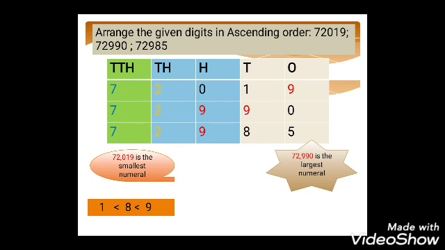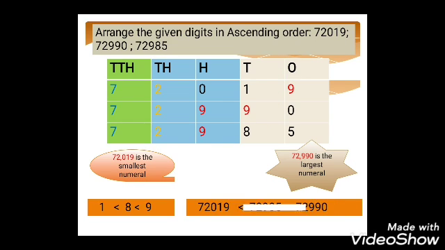So now the identification is at the tens place. Comparison is at the tens place. So 1 is less than 8 and 8 is less than 9. So this is how we set the order of the numbers.